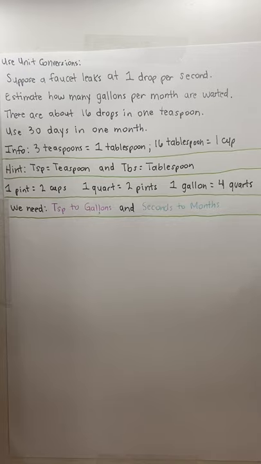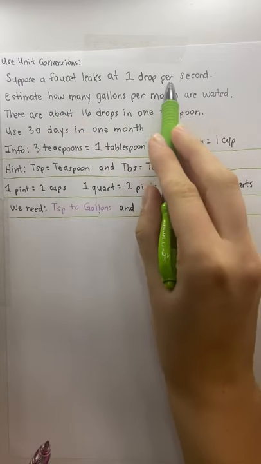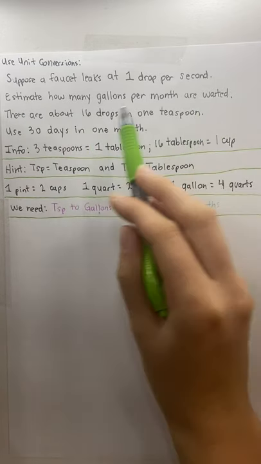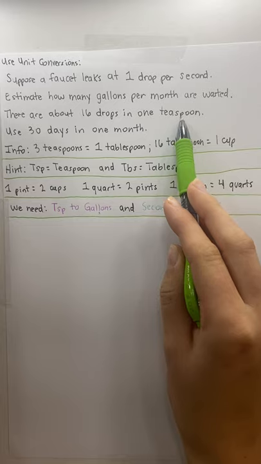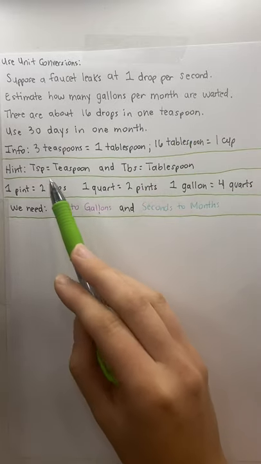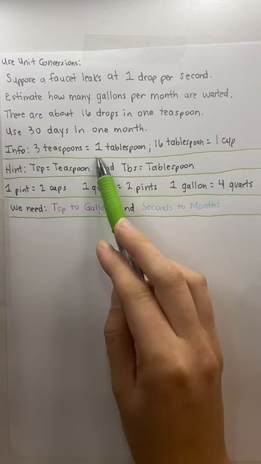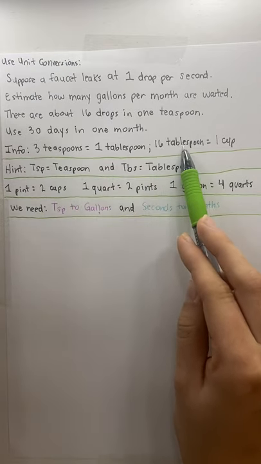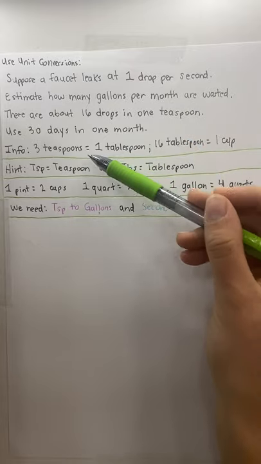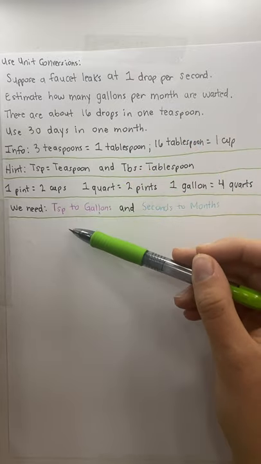Alrighty, so our problem reads, suppose a faucet leaks at 1 drop per second. Estimate how many gallons per month are wasted. There are about 16 drops in 1 teaspoon. Use 30 days in 1 month. And the information it gives us is 3 teaspoons equals 1 tablespoon, and 16 tablespoons equals 1 cup. This is everything the problem says. The rest is just information I have added.